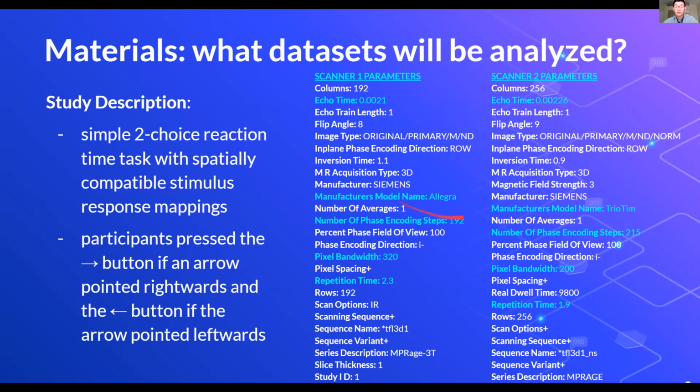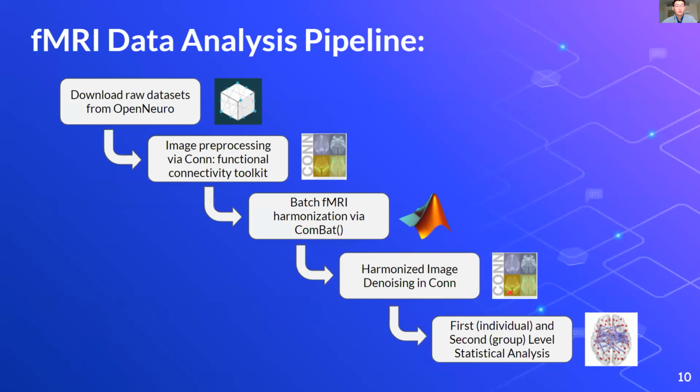These are the anatomical image acquisition parameters. We can see that there are differences in repetition time as well as echo time, which can affect the contrast between the gray and white matter, as we've seen. So these are definitely things that need to be accounted for, and that's why we're using ComBat to combine the two data sets. Here's an overview of the fMRI data analysis pipeline that we followed.